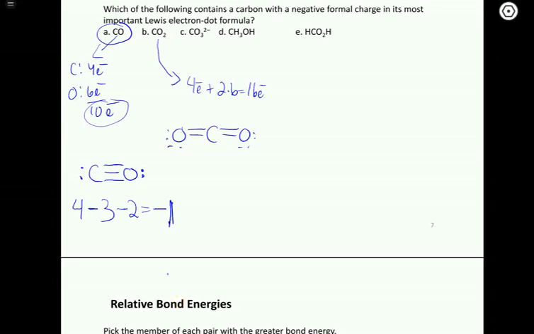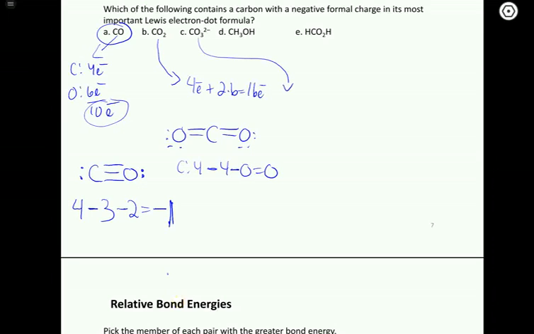So a pattern we're starting to see is that oxygen likes to have 2 bonds. CO is a weird one where it has more than 2, but in CO2 we have 0 formal charges, and we can verify that for carbon because we have 4 valence electrons minus the number of bonds, which is 4, minus the number of lone pairs, which is 0. So CO2 has no formal charge on carbon.